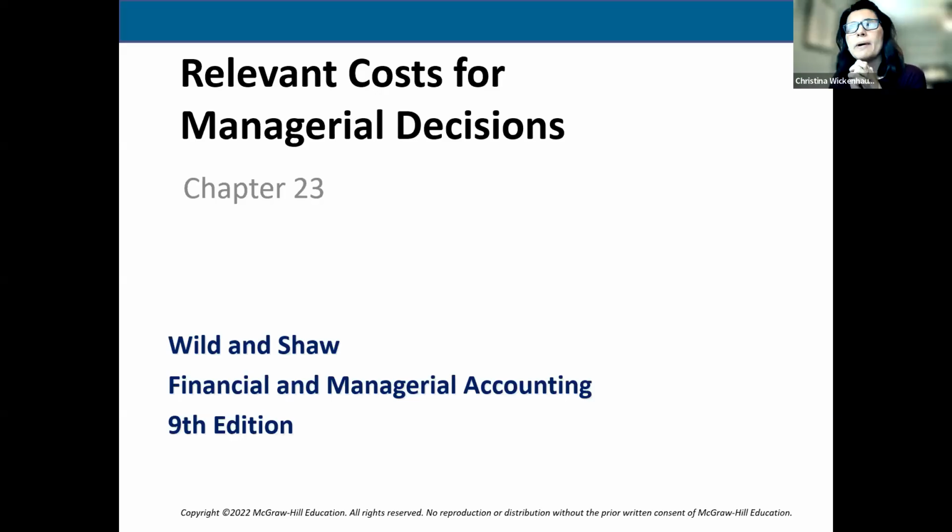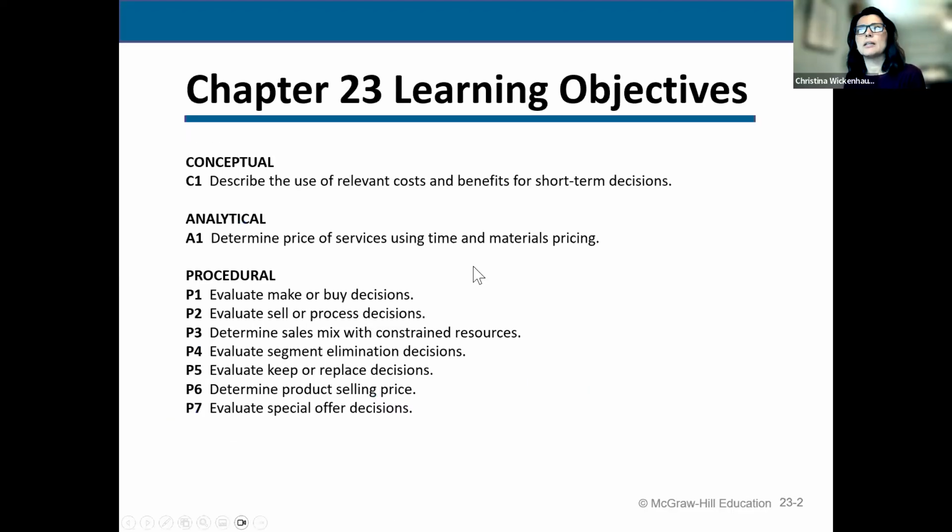Hello and welcome back. Today we are going to jump into chapter 23, which is all about relevant costs for managerial decisions. So let's take a look at some of the procedures and concepts and analytical pieces that we're going to learn about today. So relevant costs, these are the things that are important because they will change the output of a decision that you make.